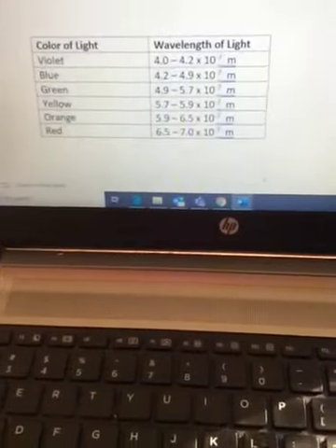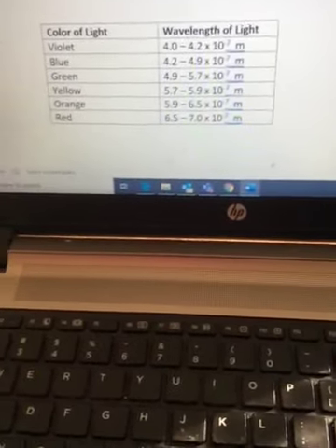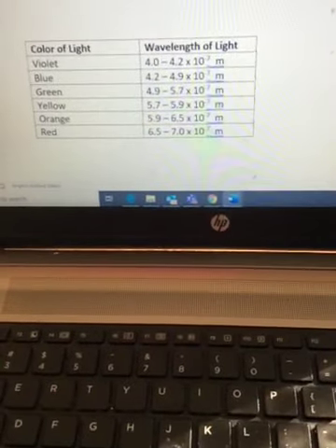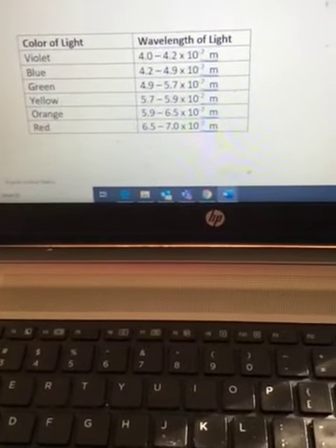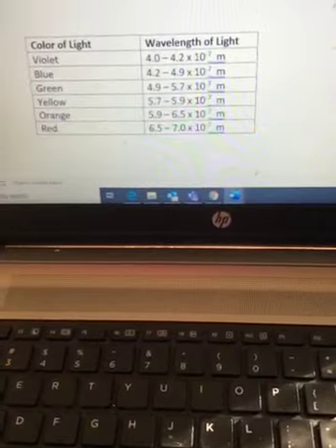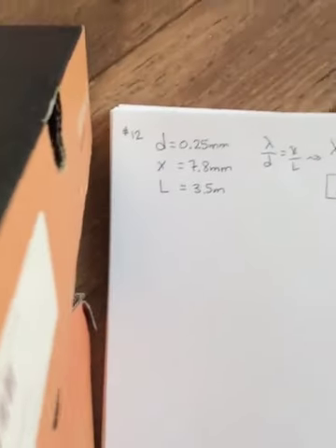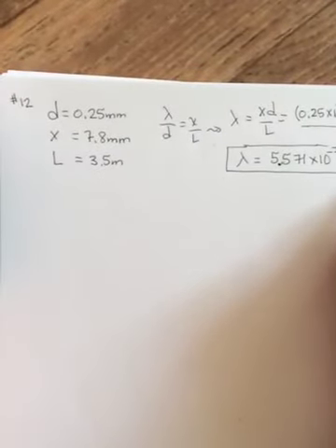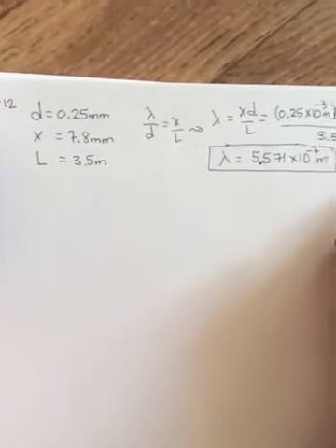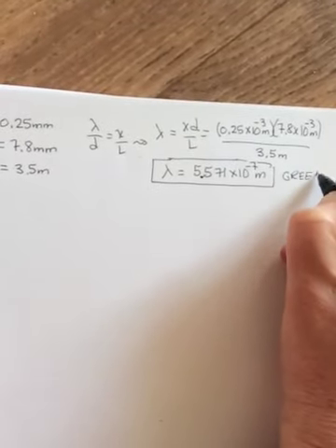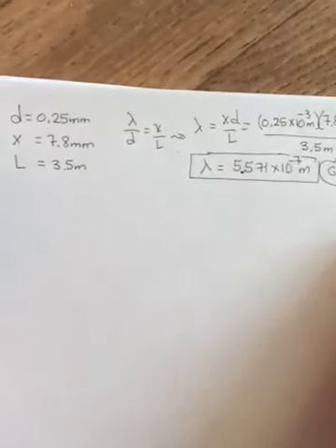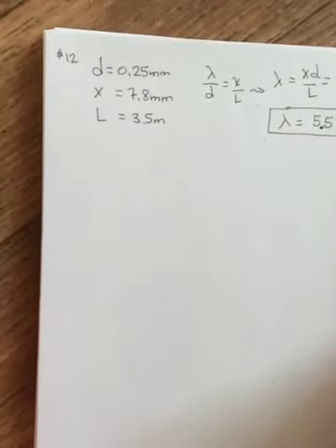So right there at the bottom, there's a chart. And so you need to find, where does 5.57 fit? Well, it fits between 4.9 and 5.7. So this light should be green. Okay, so the second part of the answer is, this is, whoops, it'd be good if you could see what I was writing. This is green.